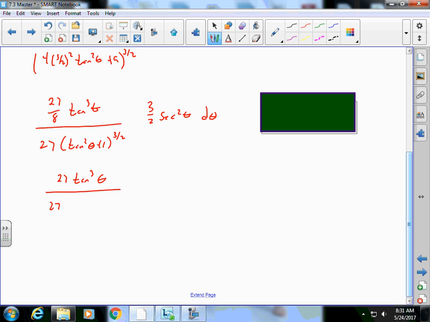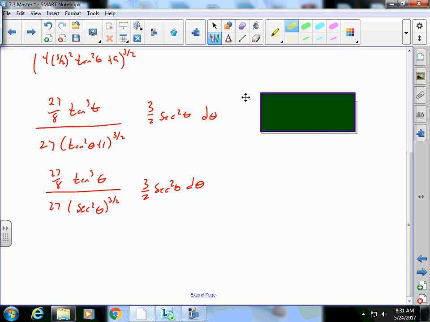Oops, I lost something here, sorry. 27 over 8 tangent cubed theta. So I have a secant squared theta to the 3 halves, 3 halves secant squared theta d theta.